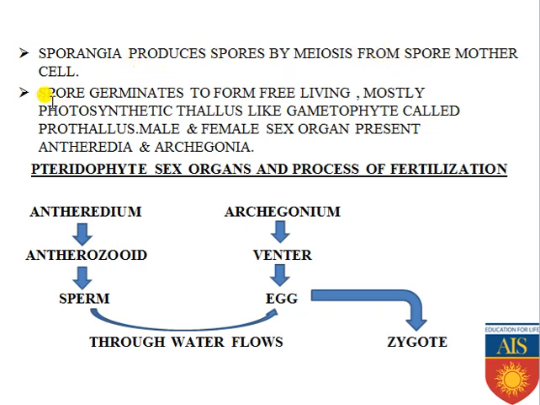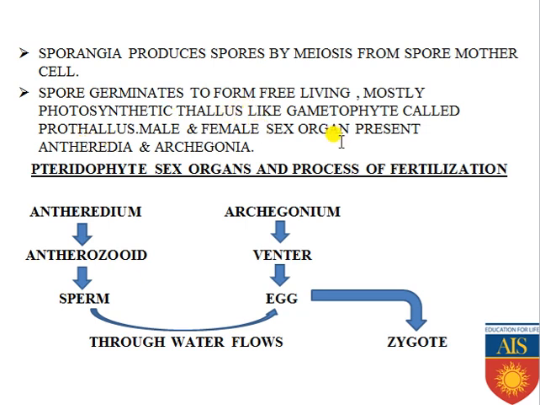Okay. A spore germinates to form a free-living, mostly photosynthetic, thallus-like structure. That is the gametophyte, and that is called the prothallus. So the thallus-like gametophyte structure is photosynthetic, and it is mostly found free living also. These features we have to keep in our mind. That is commonly known as the prothallus. That means we have to know the definition of the prothallus properly.